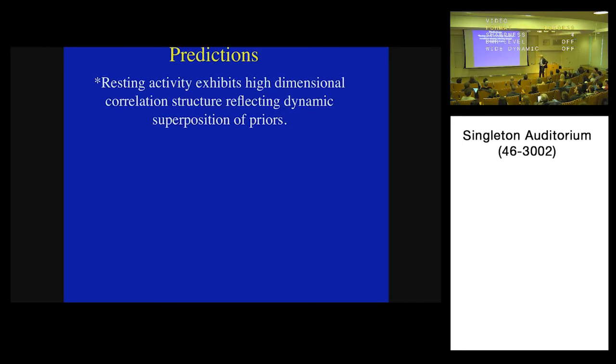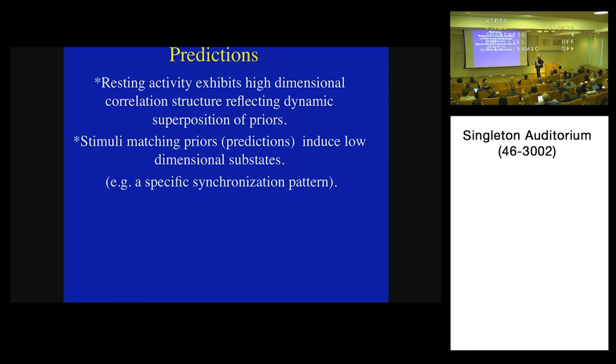So, there are a few predictions that follow from these hypotheses that can be tested. One prediction is that the resting activity of the system should be very high dimensional and should exhibit a correlation structure that reflects the dynamic superposition of all the priors. So all the knowledge that this system contains and has implemented in the weight distributions of the recurrent connections is latently there, and the expression of this superimposition is the high dimensionality of spontaneous activity.